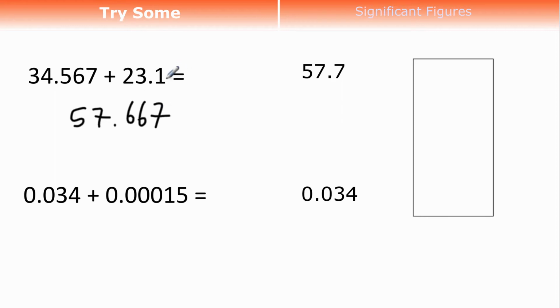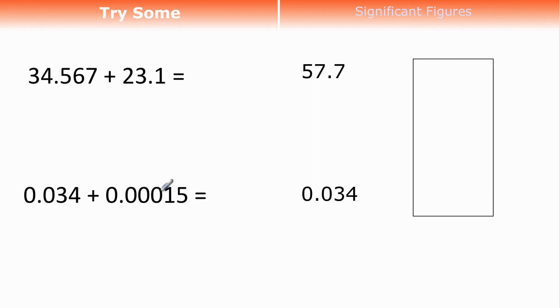57.667. But here there's 1 decimal place, here there's 3. You've got to go to the weakest link, so I can only give 1 decimal place. Now I need to round. Look at this one, it's 5 or more, this one gets bumped up. So 57.7, and then I don't write any other numbers after that. I don't write zeros. That's not proper to put any number after that.